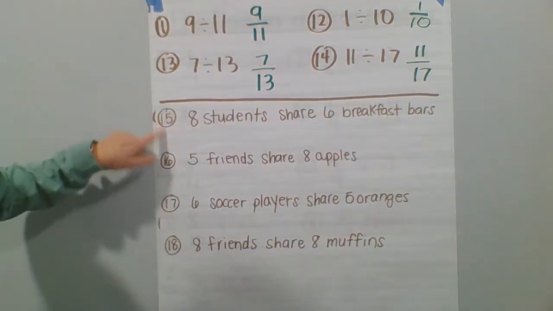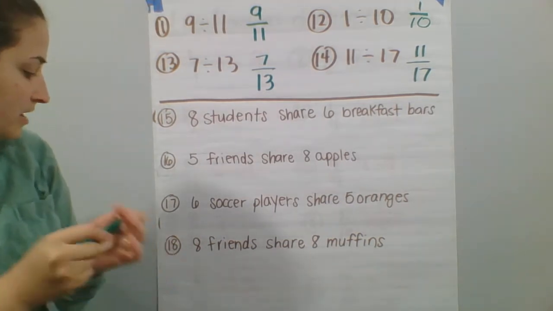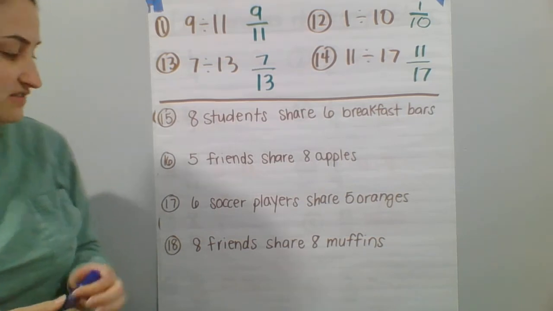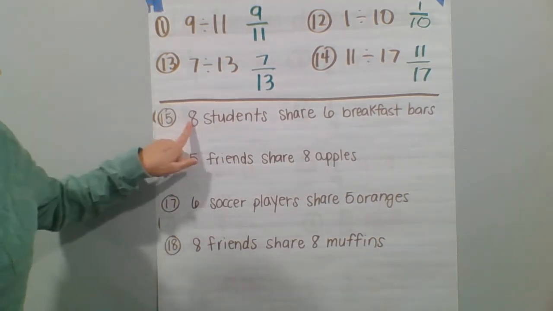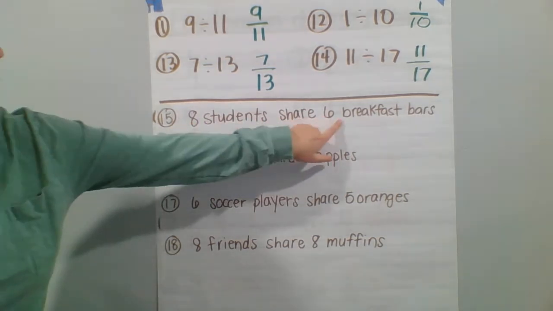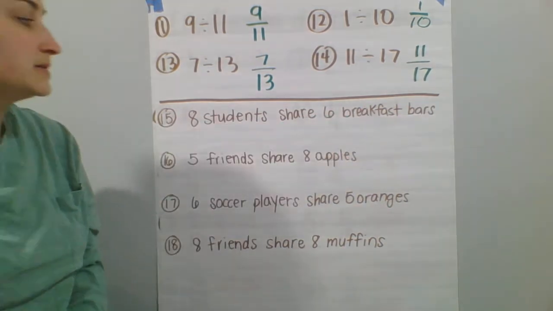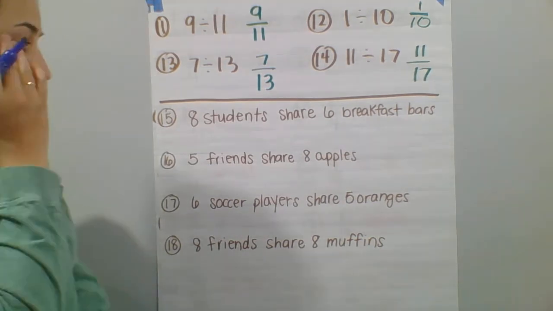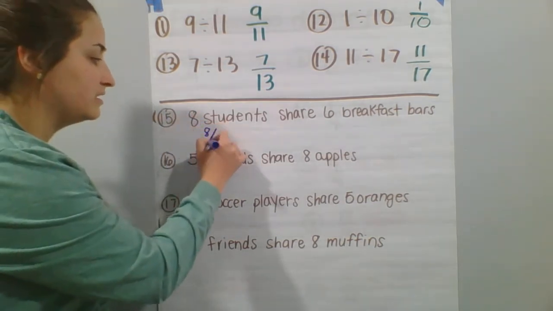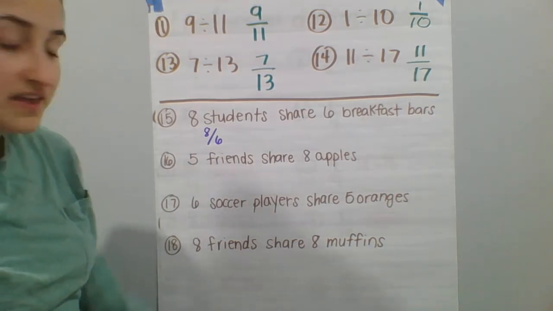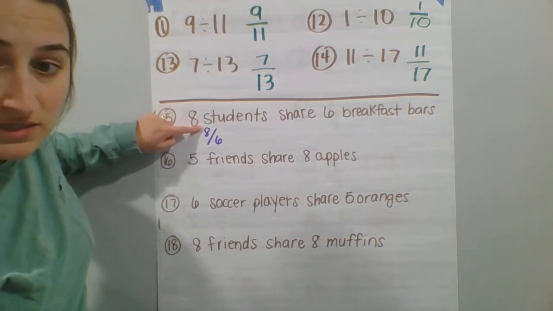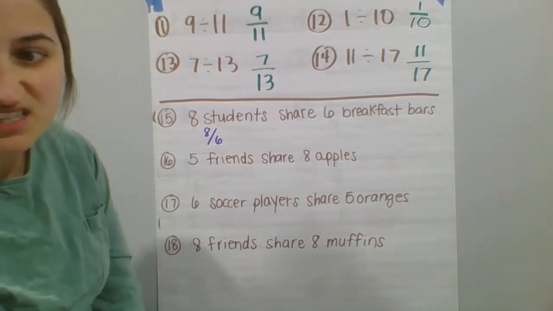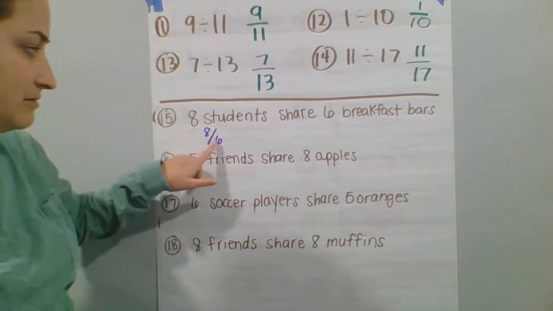These last 4 questions, 15 through 18, this is where you really have to think about what it is that you're trying to divide. So we have 8 students, and those 8 students are sharing 6 breakfast bars. So instinct is that we want to take that 8 and we want to use it first, which would give us 8/6. But you want to think, we're taking 8 students and dividing them into 6 pieces. And when we talked about in class, that just doesn't make sense. We don't take people and break them into pieces.